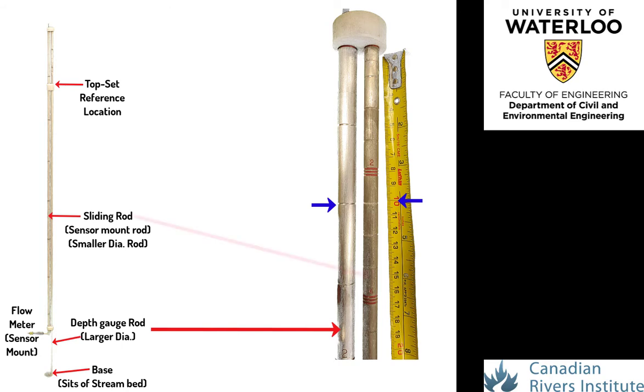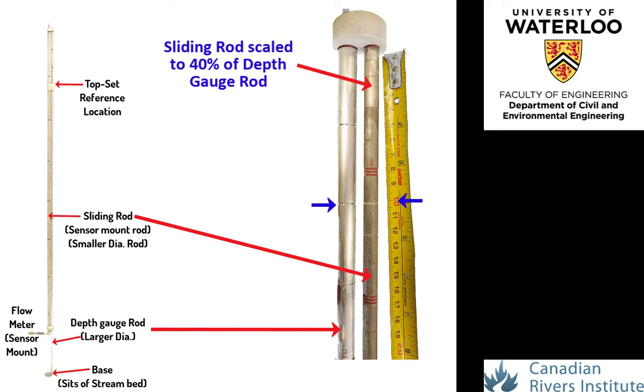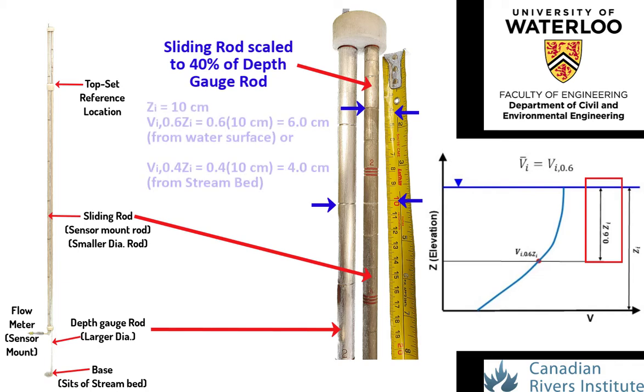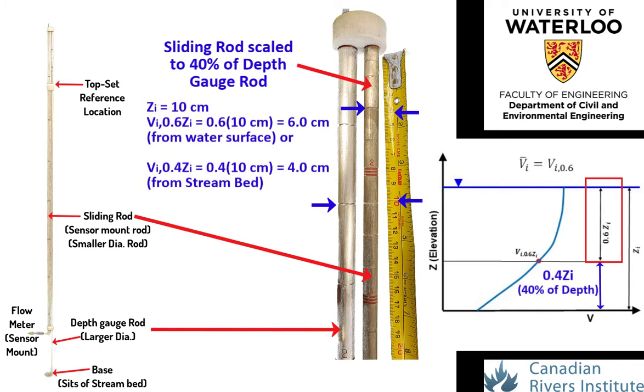The hash marks on the sliding rod are scaled to interval distances of 40% of the depth gauge rod. Therefore, as shown here, the second hash mark on the depth gauge rod is transferred to the second hash mark on the sliding rod. This is a measured distance of 4 centimeters as shown on the tape measure. Intentionally, the sliding rod coincides with the application of the 6/10 velocity measurement depth rule. Thus, the velocity to be measured representing the average vertical velocity occurs at the location 60% below the water surface of the total measured flow depth, or, from a more convenient field measurement perspective, 40% above the stream bed surface.